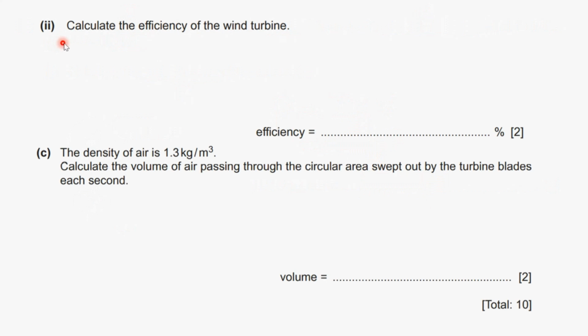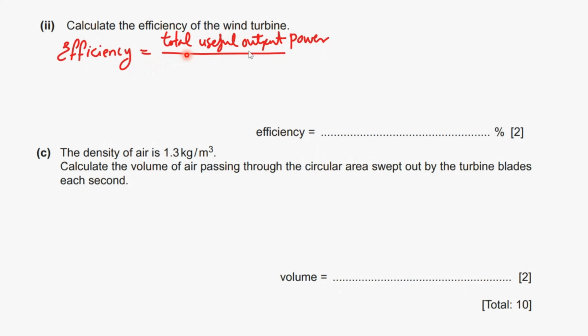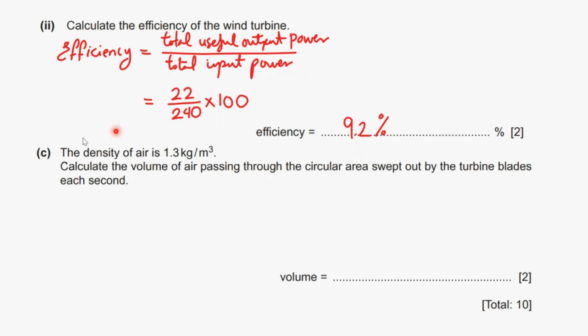For part B(ii), calculate the efficiency of the wind turbine. Efficiency equals the total useful output power divided by the total input power. If you remember these two numbers we just calculated in the previous two sections, A and B(i), the 22 for the electrical one divided by 240, which is the kinetic energy as an input from the wind. Finally, times 100, so it gives us the percentage, which is 9.2. I think this one is low efficiency.